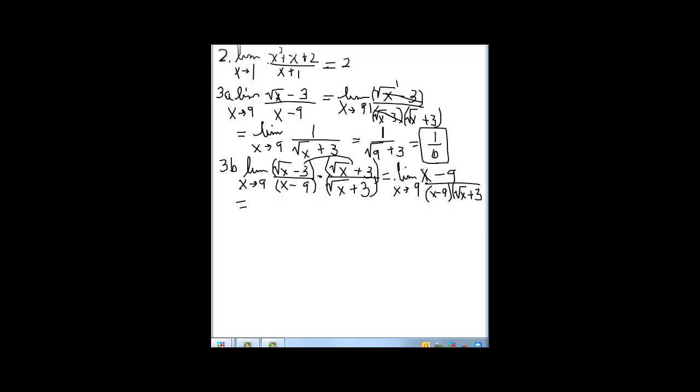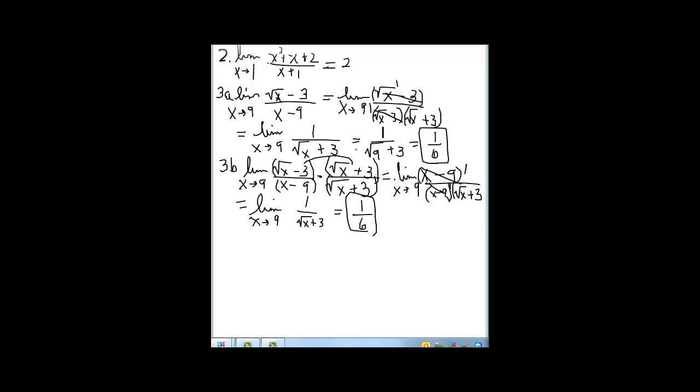Okay. I'm going to come down here and notice that this is a common factor with the denominator. They divide out into a 1. Let me clean it up one more step. The limit as x approaches 9 of 1 over square root of x plus 3. Now try direct substitution, and what you're going to see is that you do end up with a nice number, and that's going to be 1/6, and that's the same answer we got from the previous method as well.